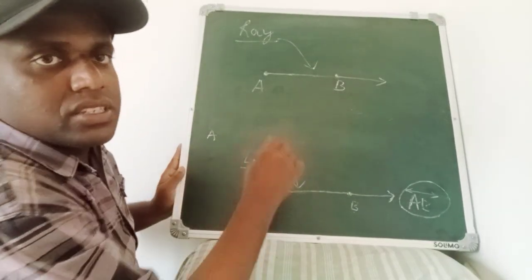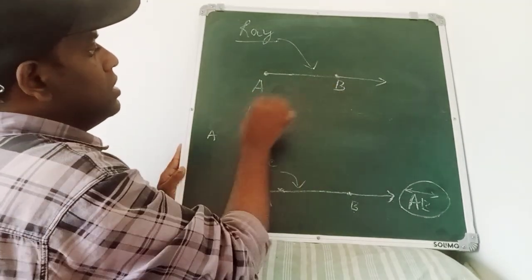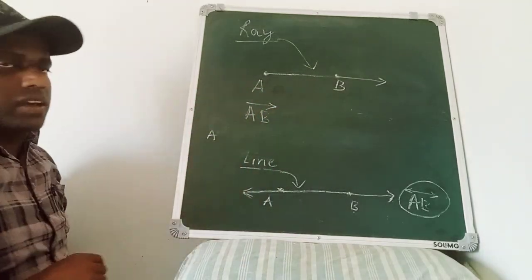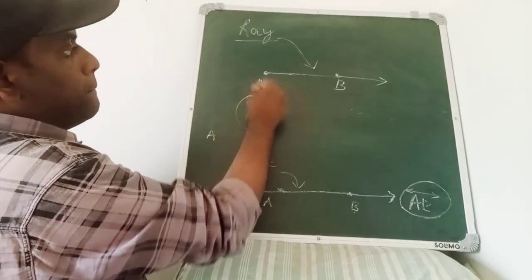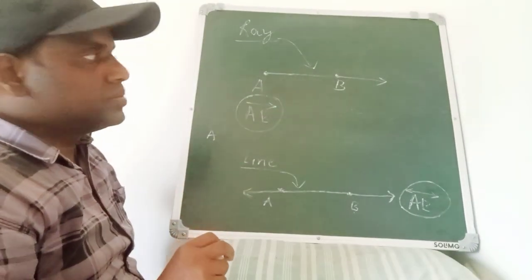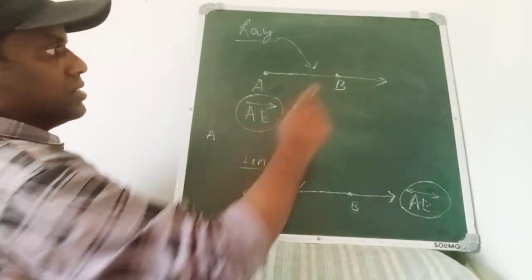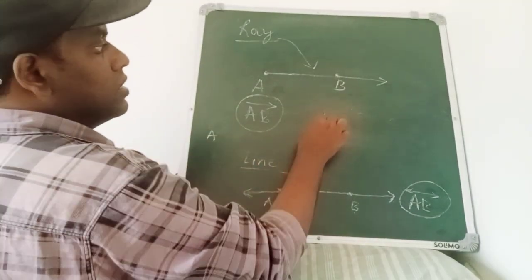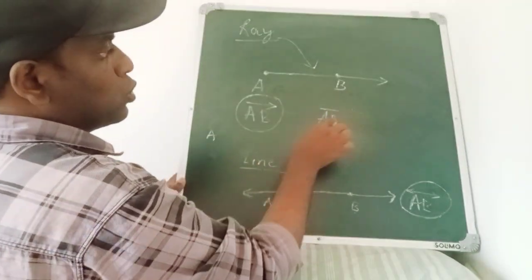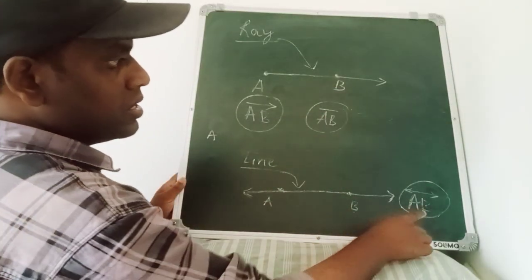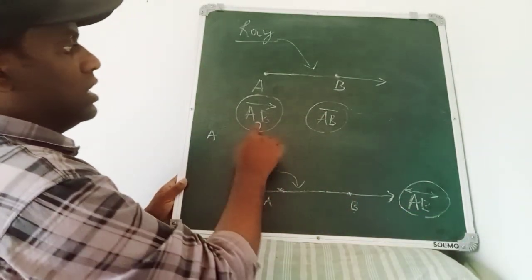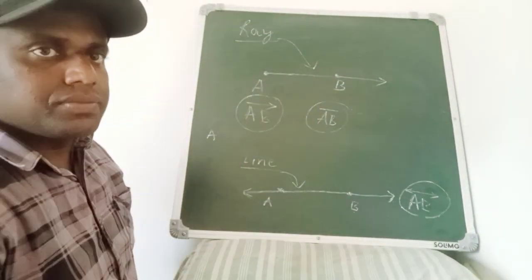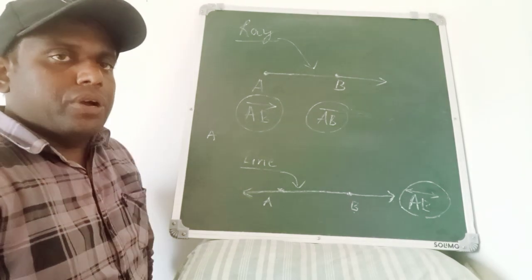Now how will we represent this ray? First write AB, and put an arrow mark like this. This is the representation of a ray. You got it, right? So if I show it like this, this is a line segment. If I show it like this, this is a line. If I write it like this, this is a ray. I hope you understood.